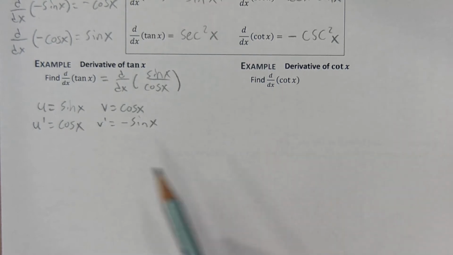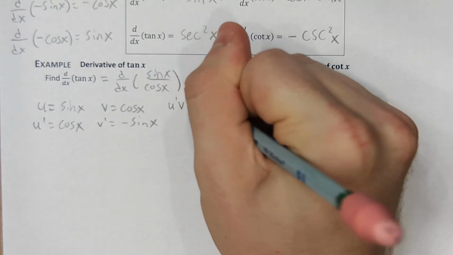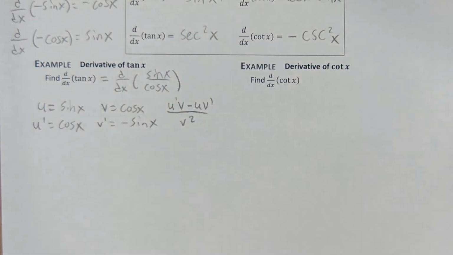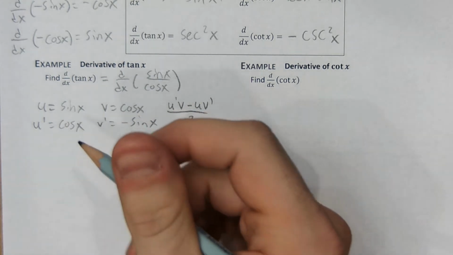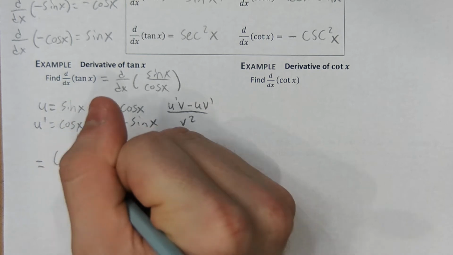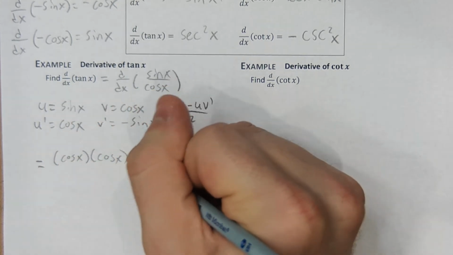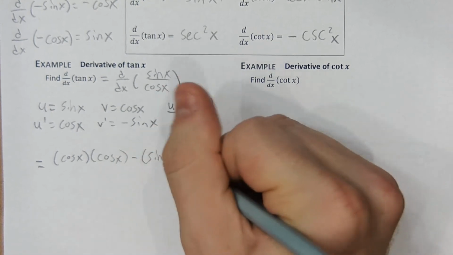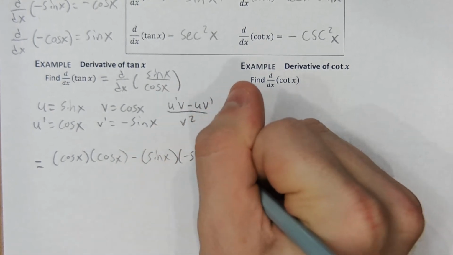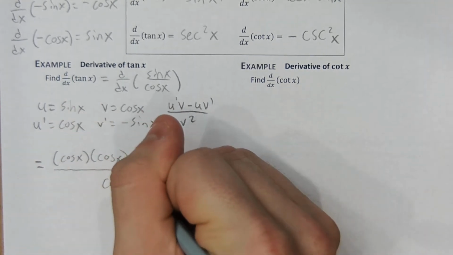All right, anyway, we have u prime, v prime. Let's go ahead and fill out our quotient rule. You know what? I better write it down and be a good mathematician. We have u prime v minus u v prime all over v squared. Time to fill it out. So our derivative is u prime v minus u v prime all over v squared.